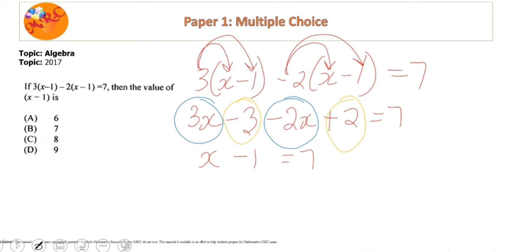And they're not asking us for the value of x here. They're asking us for the value of x minus 1. This is what they're asking us for. That's what they're asking us the value of. x minus 1, right there. So we found our answer to be B.